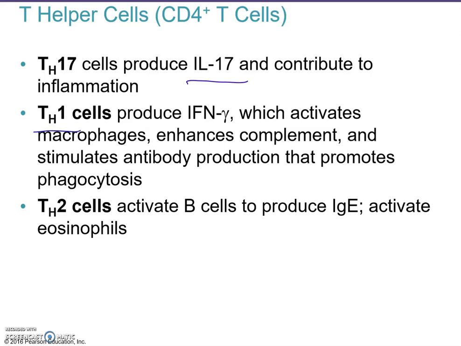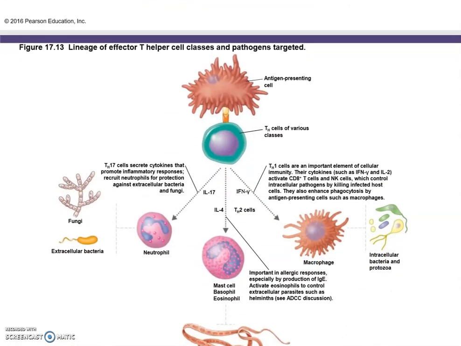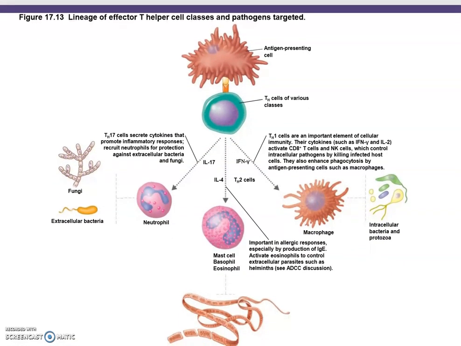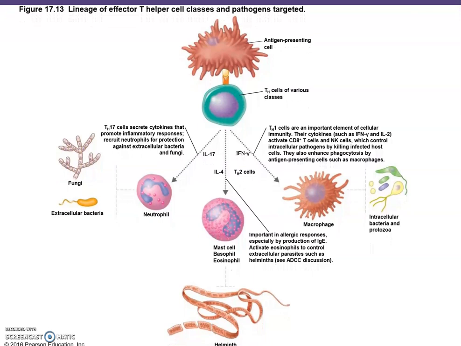Th1 cells, they contribute to IFN gamma, which activates macrophages. Th2, they activate B cells, and that's actually important to activate antibodies. They also produce IgEs to activate eosinophils. So here would be the different types of activations of other parts of the immune system as triggered by helper T cells.